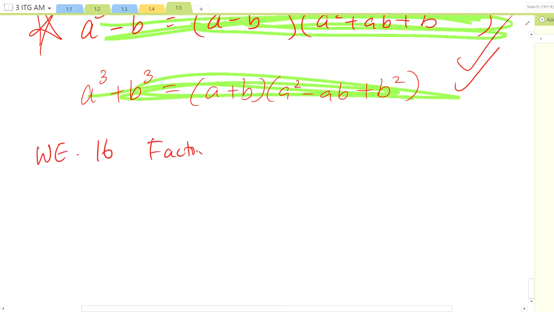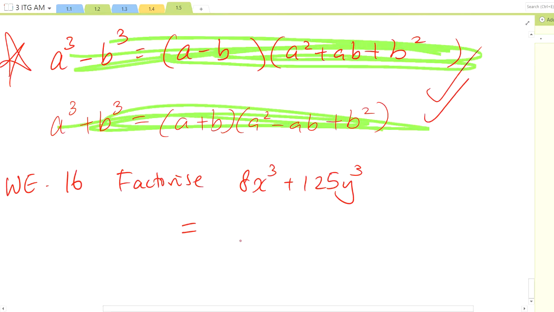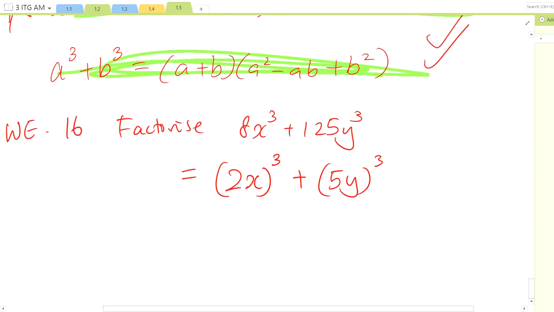Factorize 8x cubed plus 125y cubed. 8 can be expressed as 2 cubed, so this becomes 2x cubed. What about the other side? 125. Can I express it as a cube? What is the cube? 5y cubed. Now do you see that I have a sum of cubes? So I'm supposed to factorize this. Apparently it can be factorized. And what do we get? Sum of cubes.